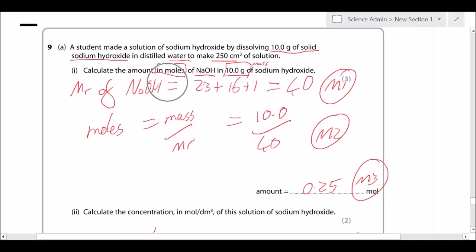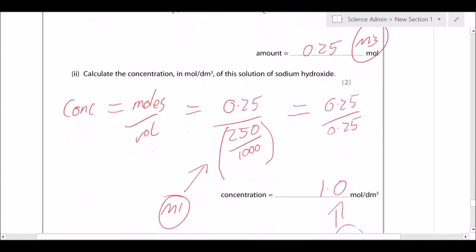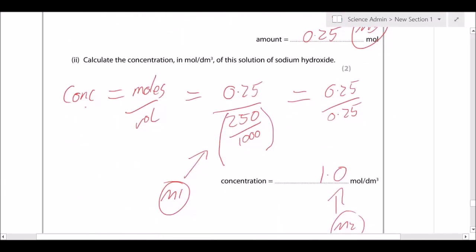So the Mr of NaOH, well, sodium is 23, oxygen is 16, and hydrogen is 1. These numbers are, again, from the periodic table. Anyway, that equals 40, and that's your first mark. You then just had to take that 10 grams and divide it by 40 for the second mark, which gives you moles of 0.25. Now you had to calculate the concentration. Well, concentration is moles over volume. You already have the moles from the previous question. So that's 0.25.